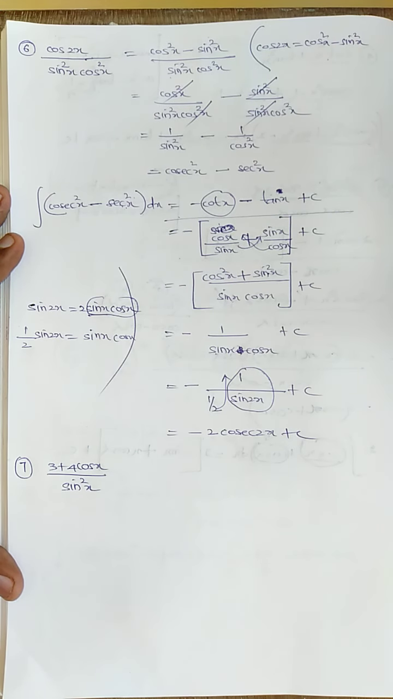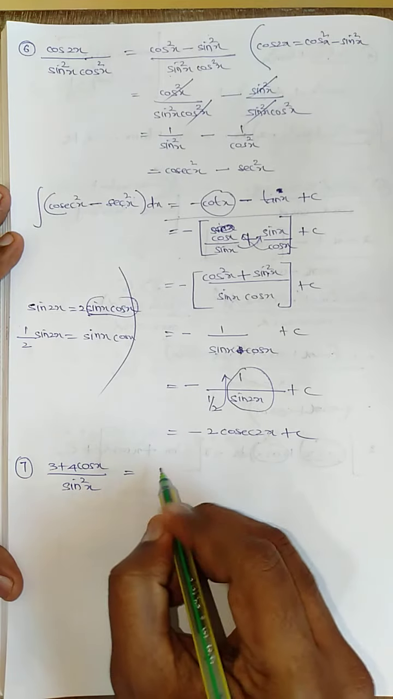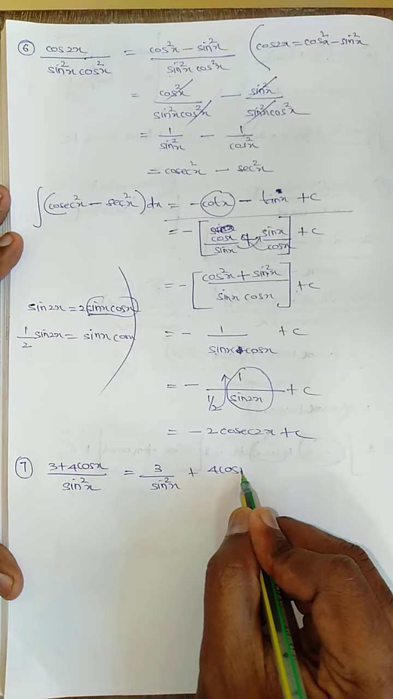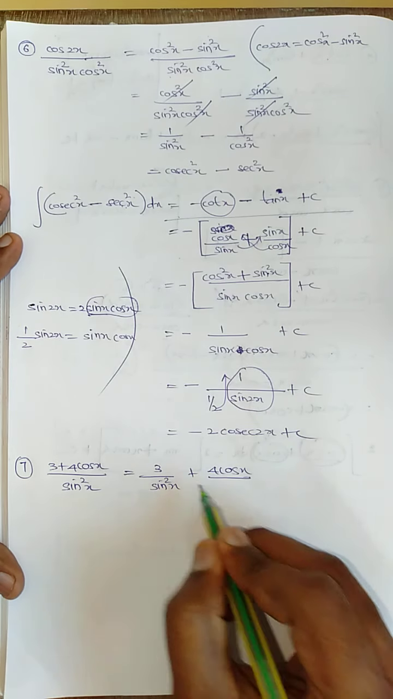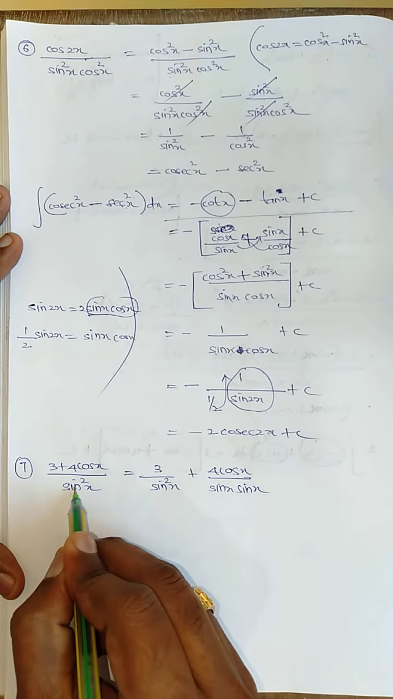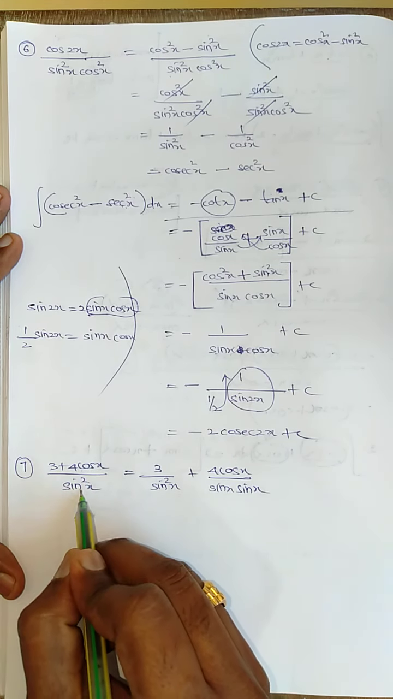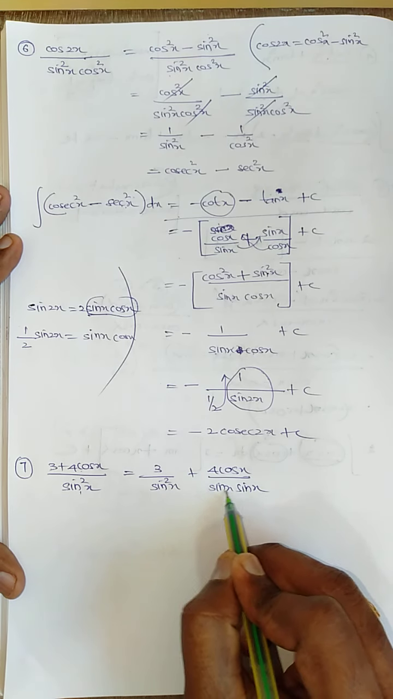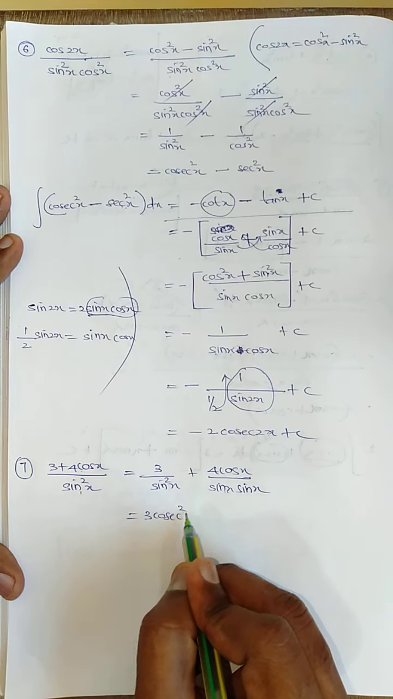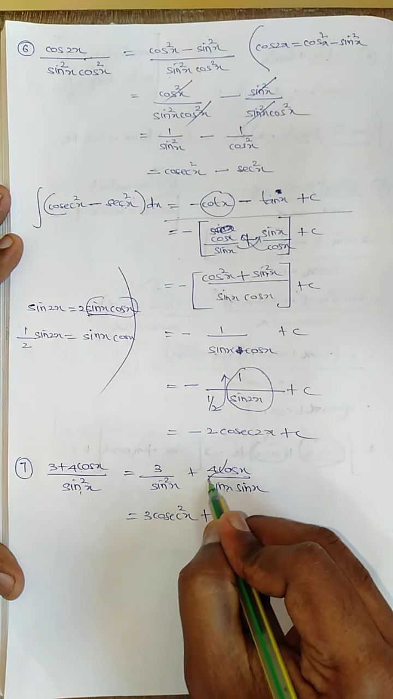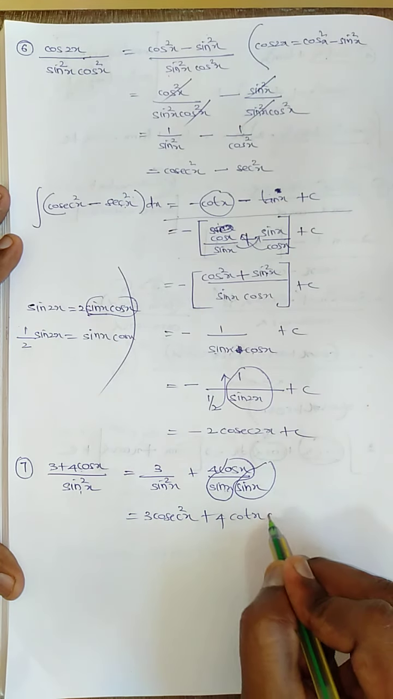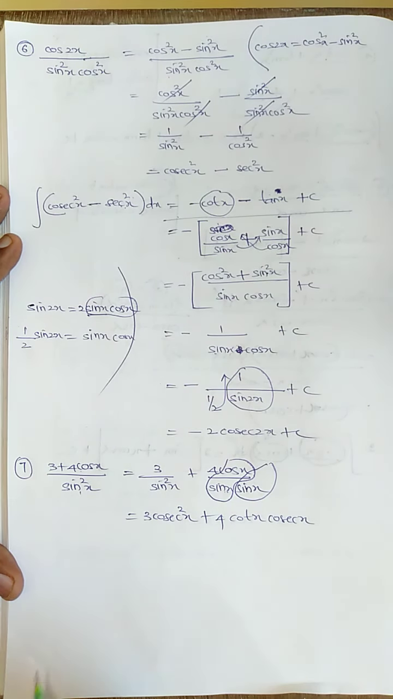Next, 3 plus 4 cos x divided by sin square x. This is also a very easy sum. 3 divided by sin square x plus 4 cos x divided by sin square x. In place of writing sin square x, I write sin x into sin x. So I get 3 cosecant square x plus 4 cos x by sin x, which I can write as cot x, and 1 by sin x I can write as cosecant x. So now I can integrate.